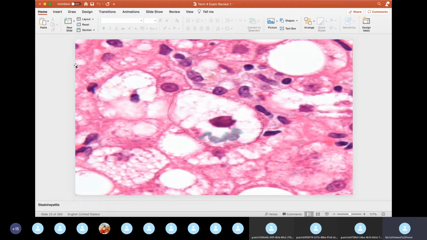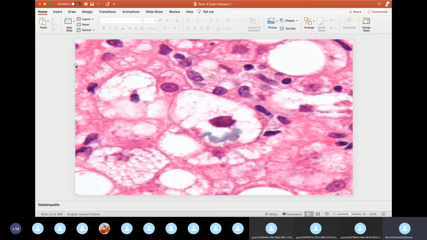Excellent. Now look at this one here. So let's look at the cell. What do you think is happening here? So this is the liver cell, a hepatocyte, right? What can we see? Look at the intermediate filaments. They look clumpy, right? So you have clumping of your intermediate filaments.